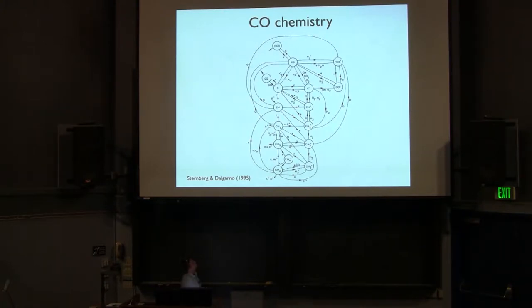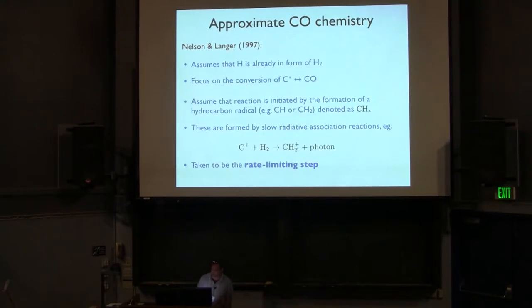So what people have done is come up with various ideas of how you can approximate CO chemistry. In some regimes that would be quite good; in other ones it might not be so useful. But you have to think about the application you're going to apply it to. The first one I want to introduce is one that Richard Nelson and Bill Langer came up with in Richard Nelson's thesis in 97. It was a fairly simple one-equation model for CO, which we would say is good, and it had a number of assumptions.